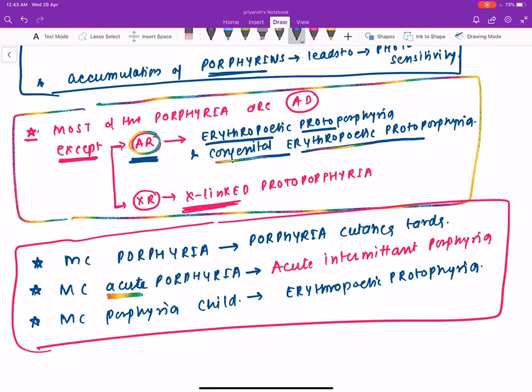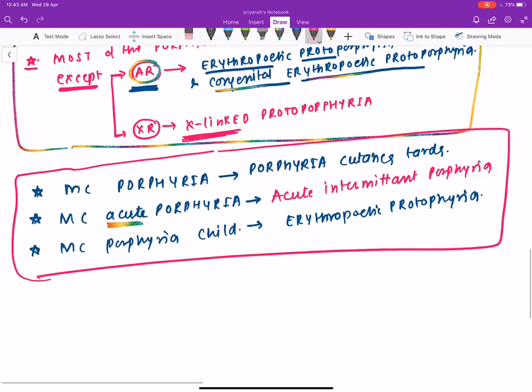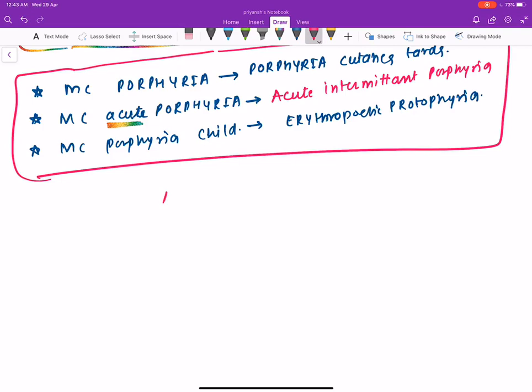Once we are done with these porphyrias, this was the heme synthesis pathway. Now I want to add one more topic here, that is heme catabolism. How the heme is destroyed, how the heme is digested. Heme catabolism.